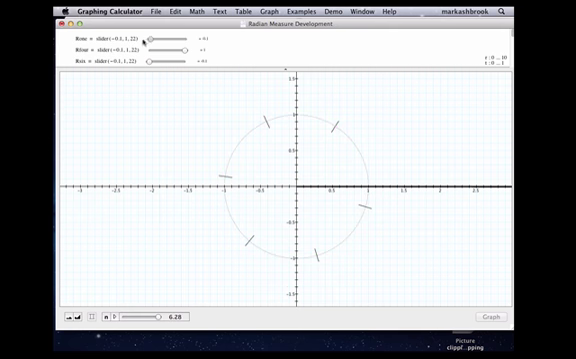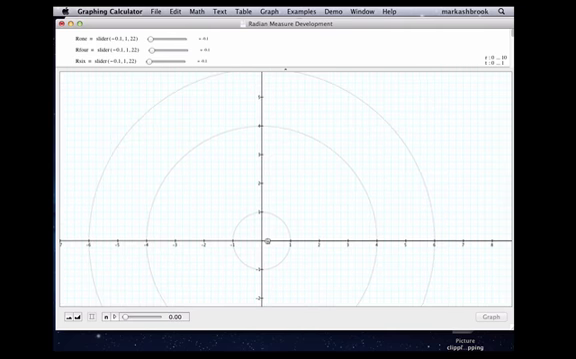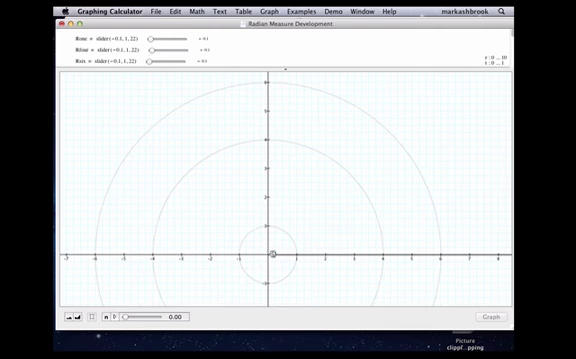Hold on a second here. Do those show up? Can you see those circles on there? Can you see them in the back? Can you see the circles?